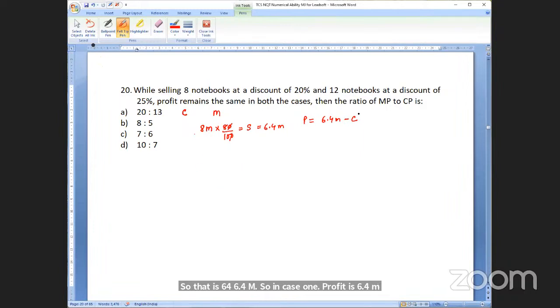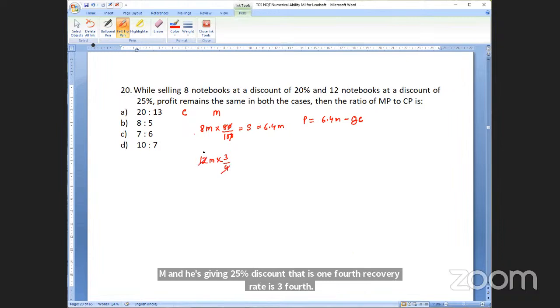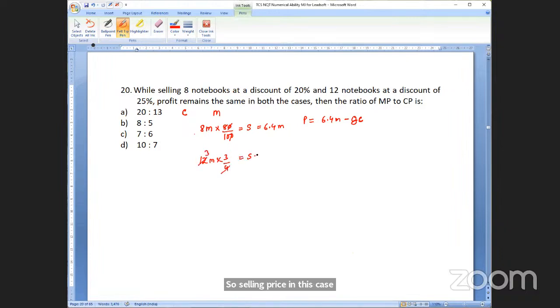Now for the second one, 12 notebooks at a discount of 25%. So mark price of 12 notebooks is 12M. Sorry, here it won't be C. It would be 8C, because cost of 8 books is 8C. 12M, and he's giving 25% discount, that is 1/4. Recovery rate is 3/4. So selling price in this case is 9M. So in the second case, profit is selling price 9M minus cost price 12C.